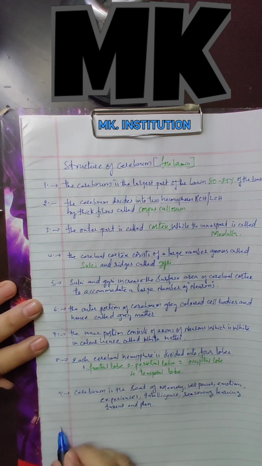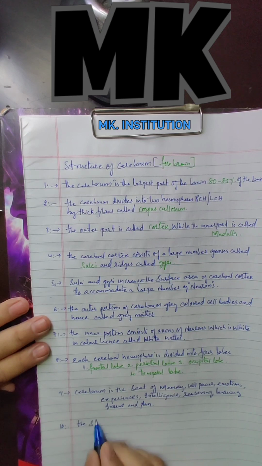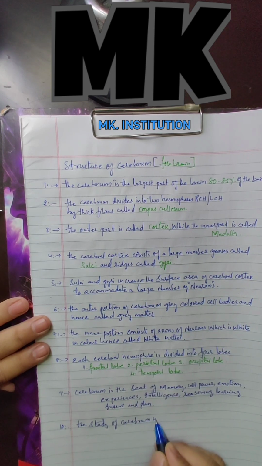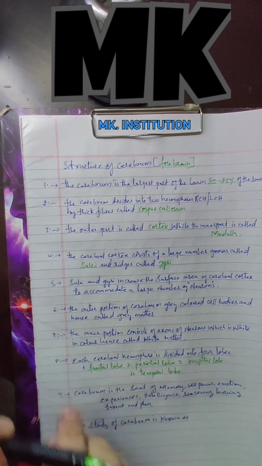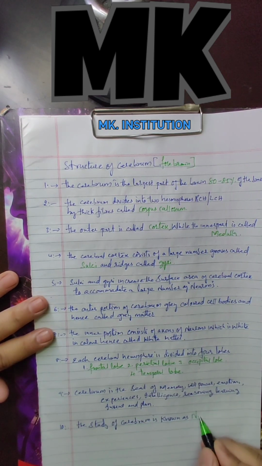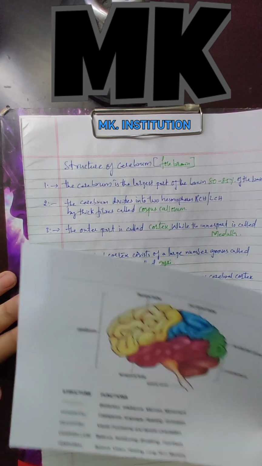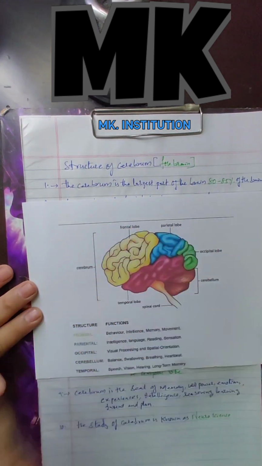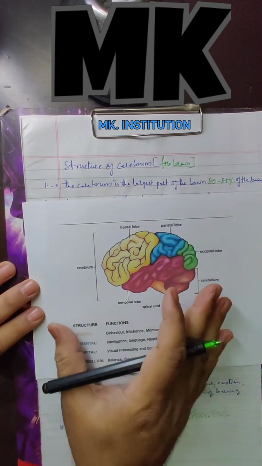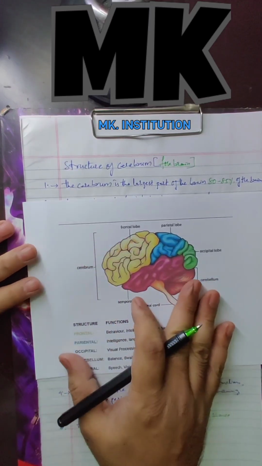And then the last one you can write: the study of cerebrum is known as neuroscience. Clear? So cerebrum is a very important part. It is the largest part of the brain.